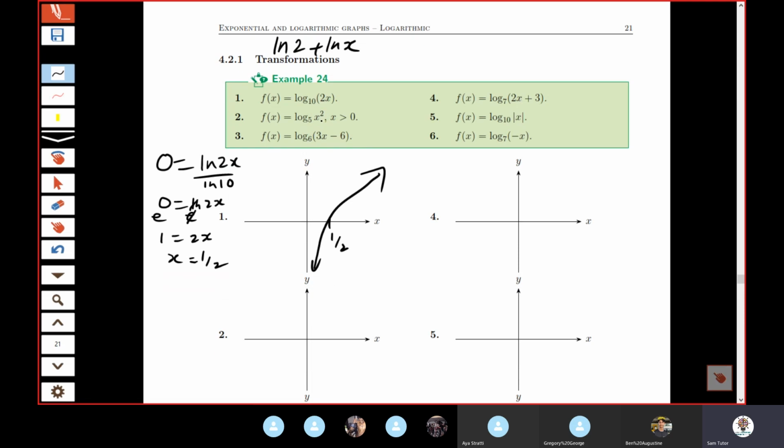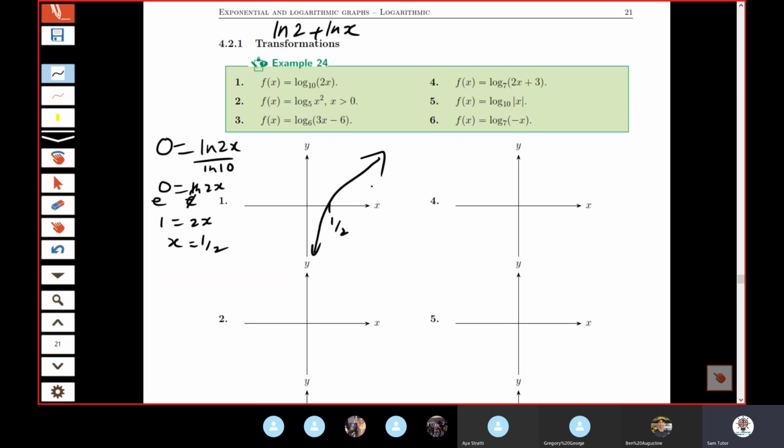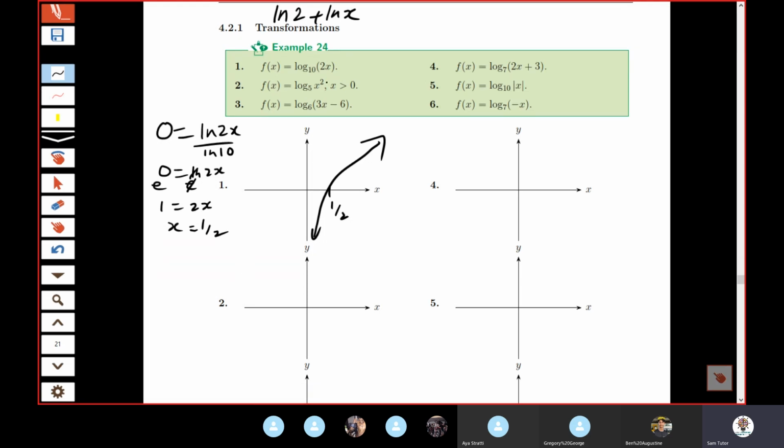Question 2 says log x squared, when x is greater than 0. So what are you going to do with that? Well, what are you going to do with the 2? From our log laws, the 2 comes down, right? You're allowed to bring your power down. That becomes 2 log x on log 5.